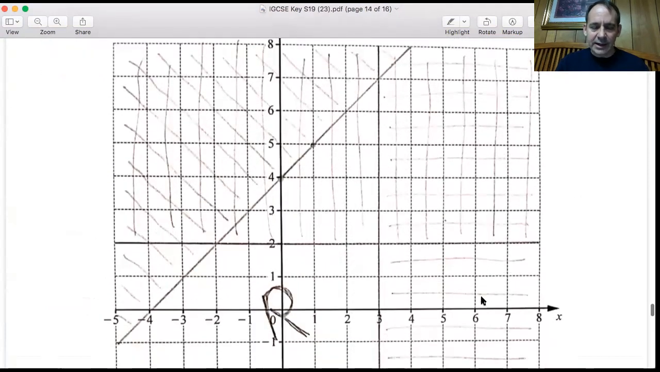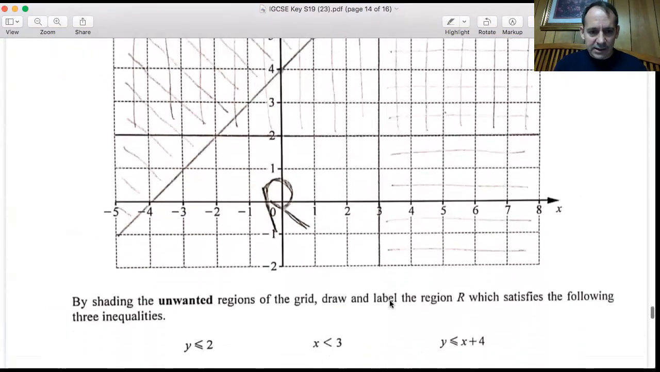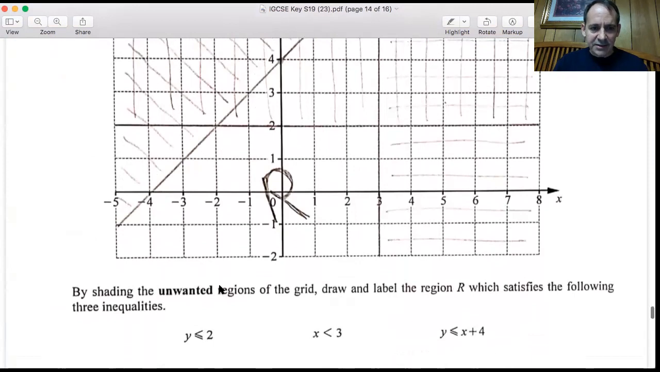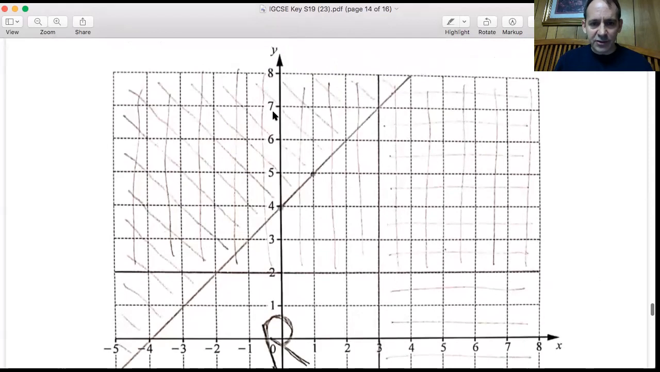Continuing on, here we have linear inequalities. So by shading the unwanted regions, find out the region R that satisfies these 3. So we have y less than or equal to 2. Remember, when you have y equals a constant, that's a horizontal line. So we just go up to 2. Here we put in a horizontal line, solid line because it has the equal to, and it says less than. Less than is what you want. So then greater than is what we don't want.